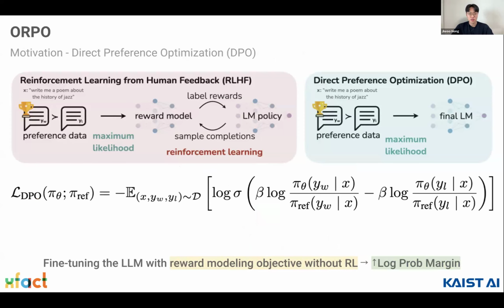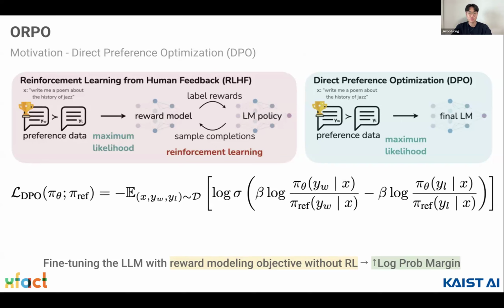But recently, like one year ago from now, there was a really great paper called Direct Preference Optimization: Your Language Model Is Secretly a Reward Model. In this paper, they pursue the same objective as reinforcement learning. However, they use the reward modeling objective without RL, and they directly fine-tune their language models on binary preference datasets.